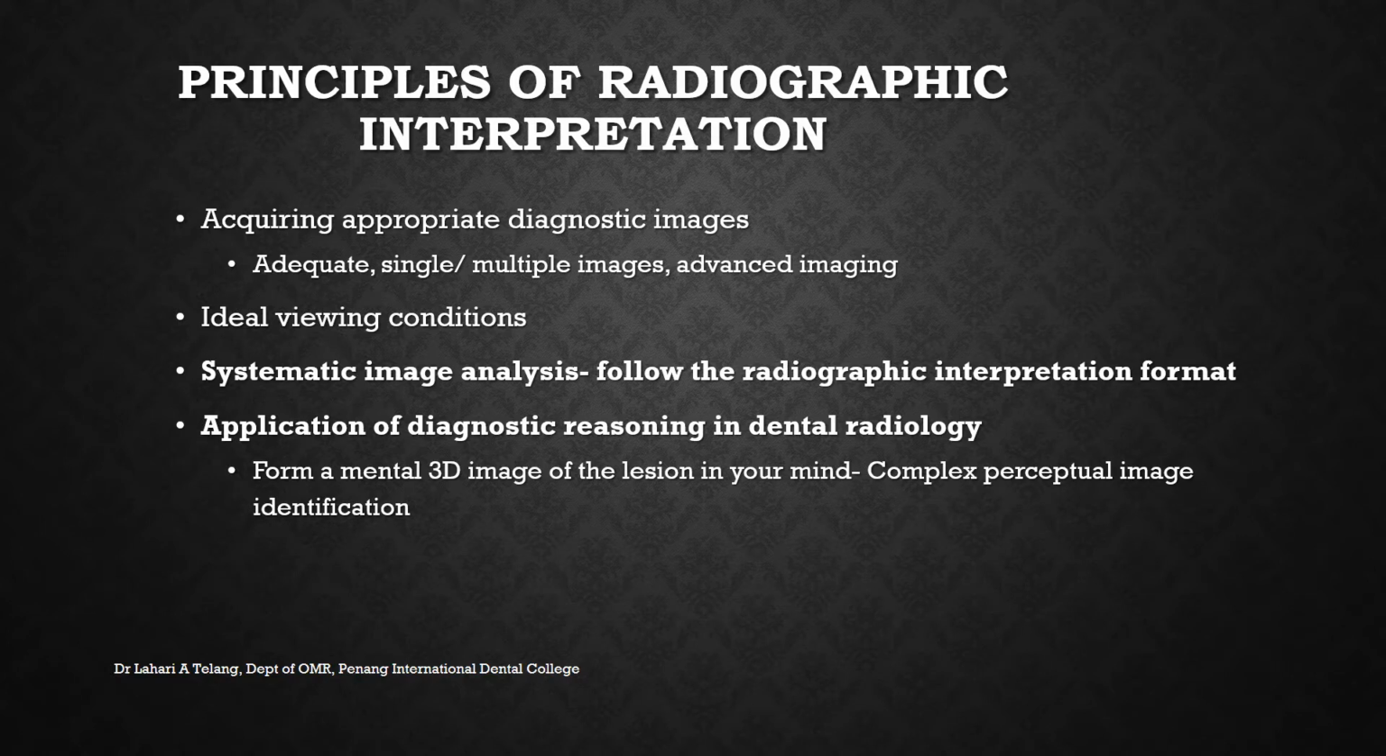Let's come to the principles of radiographic interpretation. First of all, acquiring the appropriate diagnostic image is the key. To identify the best image possible for your case, it's important to keep in mind what is adequate to see the area to be imaged. If it's a single tooth or a couple of teeth, an IOPAR would probably be more than enough. But if you're looking at a more detailed area, like you want to place an implant, then you probably require a CBCT. So the hierarchy of imaging should be kept in mind.